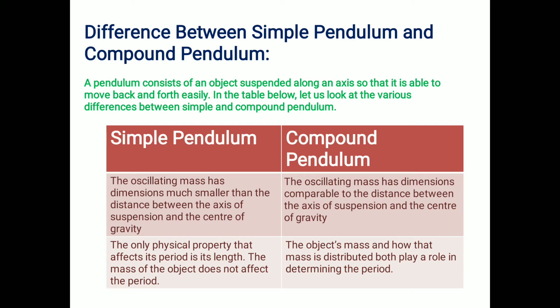Second point says in simple pendulum, the only physical property that affects its period is its length. Okay, means period of oscillation of that simple pendulum is affected by only one factor. So what is that only one factor? It is length. Length of that simple pendulum or length of that string is the only one factor which affects the period of oscillation of that simple pendulum.